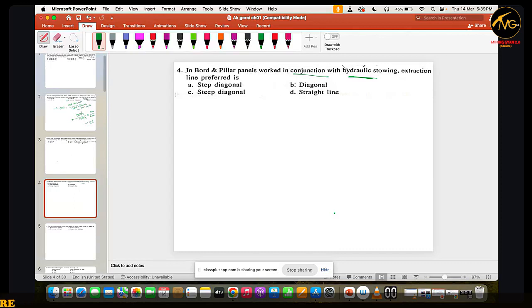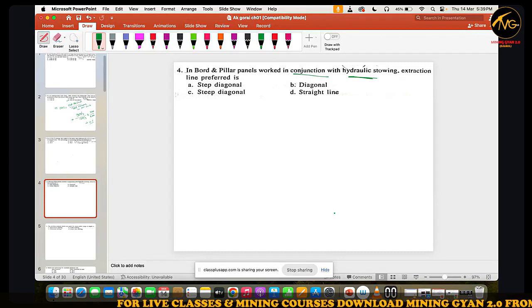If I start explaining each and everything right now, then many people will say, focus on your numerical part, why are you diverting? I will take a separate class and explain each and every concept, whatever I know, which will help you in the examination. Okay, so only two answers have come: steep diagonal and diagonal.